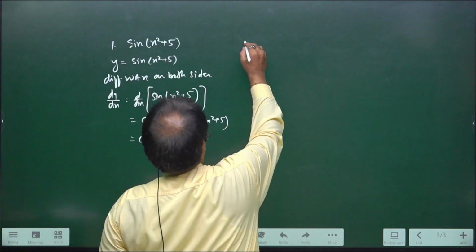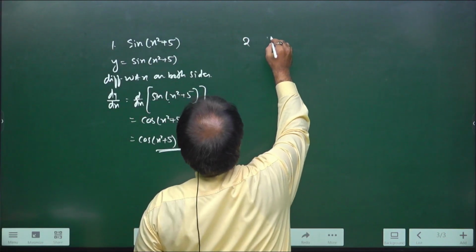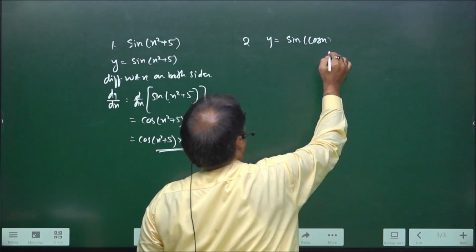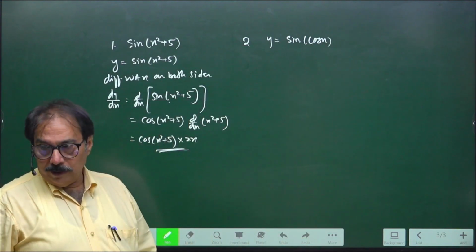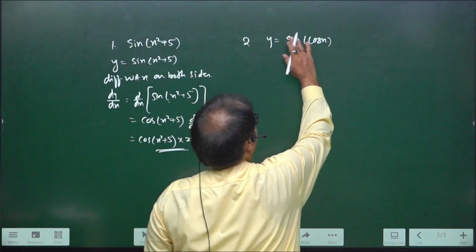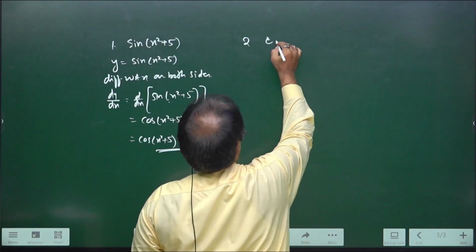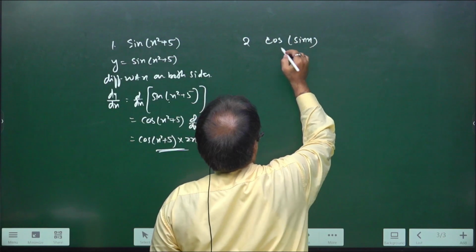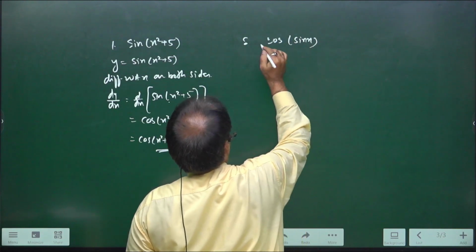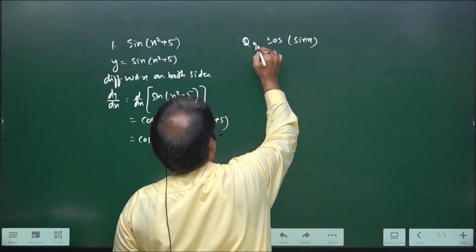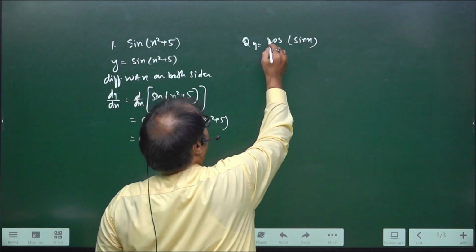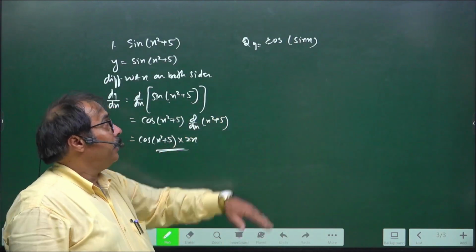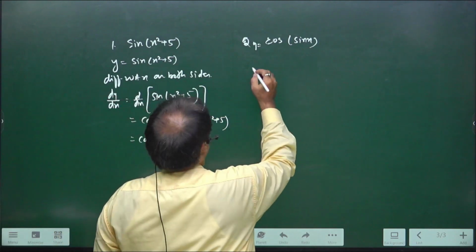Now the next question is, okay, the function y is equal to, say, sine of cos x, or cos of sine x, whatever it is, or cos of cos sine x. Suppose this is the question. Question number 2, I am taking y is equal to cos of sine x, means theta is sine x. So differentiate with respect to x.